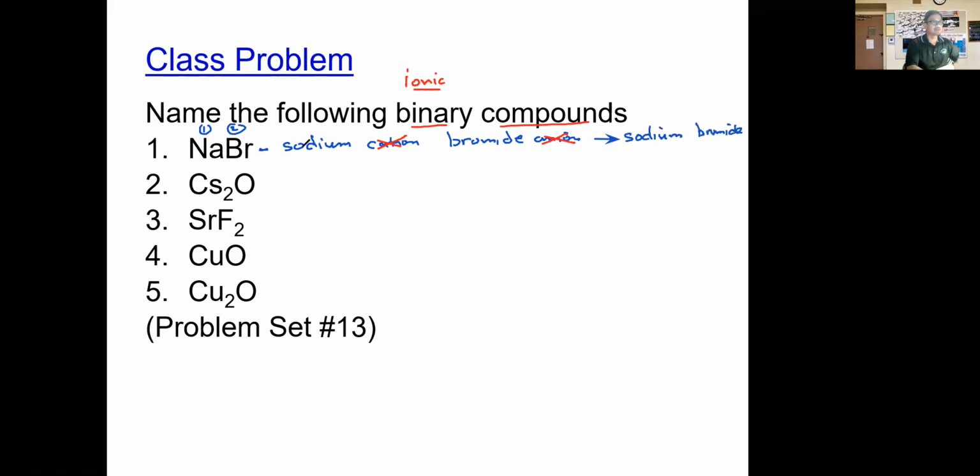Right, and that is the name of this compound. Pretty straightforward. Hopefully not that difficult. Okay, all right, so let's get down to number 4 here. Okay, and let's do the same thing.